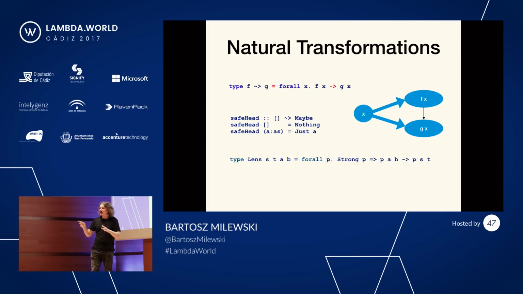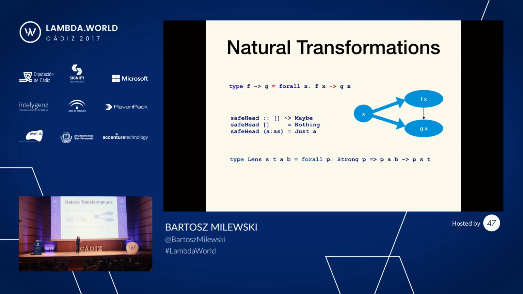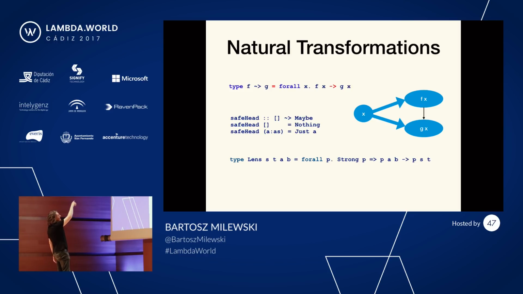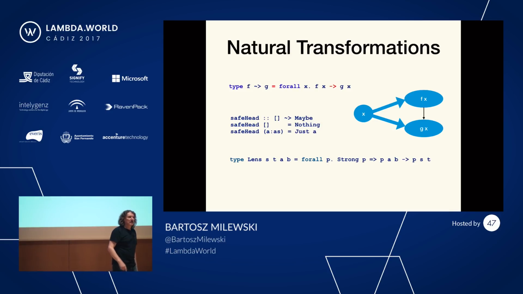What does it mean to pick a function for every object or every type? It means you have a polymorphic function, a function that works for any type. So in Haskell, you can define this type of natural transformation, the squiggly arrow, as forall x. So for every object x, it's a function from fx to gx. That's a polymorphic function. This forall x usually is omitted because Haskell figures it out. But it's the definition of a natural transformation.